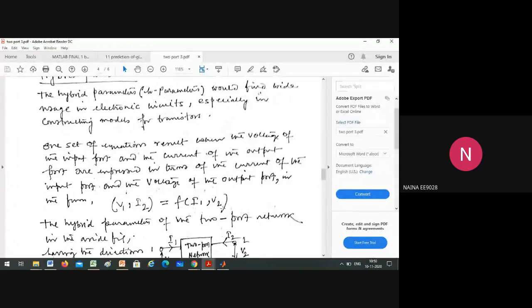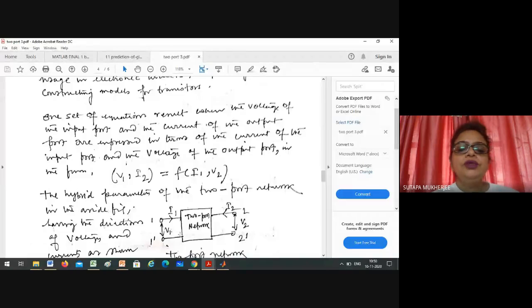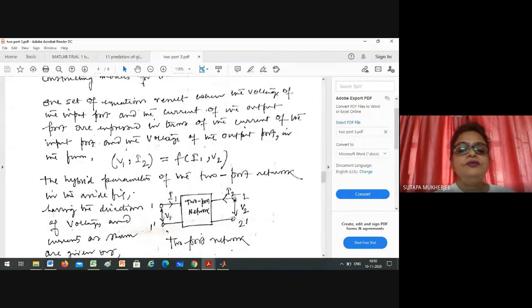Okay, so similarly, this is the two-port network. This is the sending end. This is the receiving end. This is port number 1, that is V1. This is port number 2, that is V2 here. And this is current I1 in port 1. This is current I2 in port 2. Now the hybrid parameters of the two-port network in the figure, with the directions of voltage and current shown in this figure.